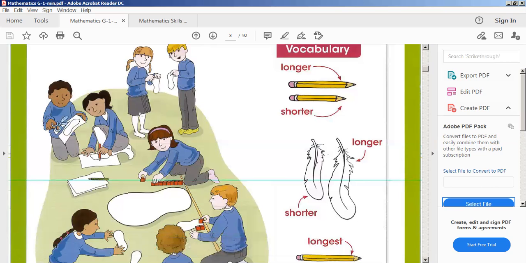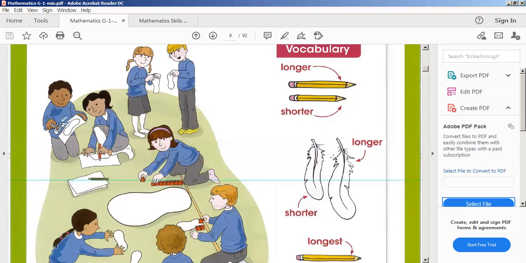Then we will not say she is the shorter or the longer. No, then we will use shortest and longest. But when we compare two things, we use longer and shorter. We just add er to the adjective when we compare two things. Here we are comparing two pencils. Which one is longer? This one. Which one is shorter? This one. We will ask these questions of the children.